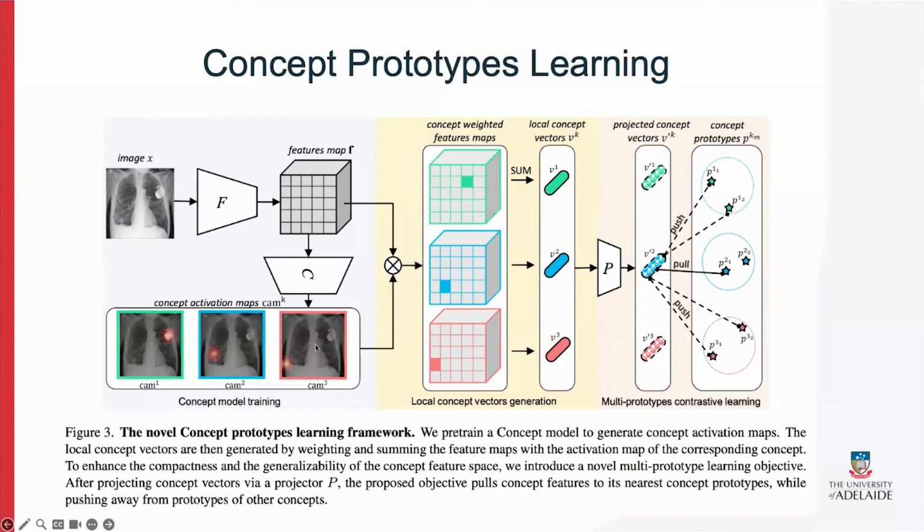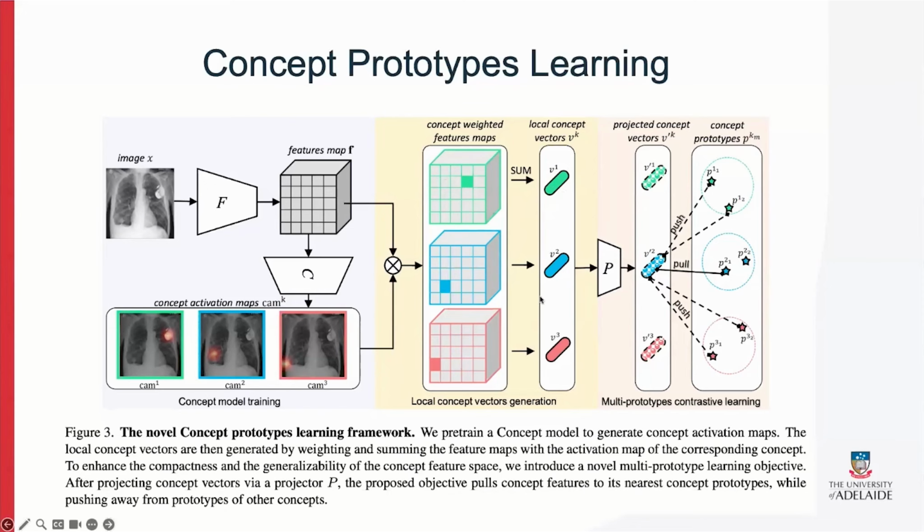And after we have obtained those maps with GradCAM, we can use those maps to weight the feature maps F here. For example, this green box here is the product of the feature map with the CAM of the pacemaker concept. So it is highly activated here in the region. And we do the same for the blue and the red one. And after that, we will take a spatial sum to get the vector. So this vector will have the condensed information of the concept here.